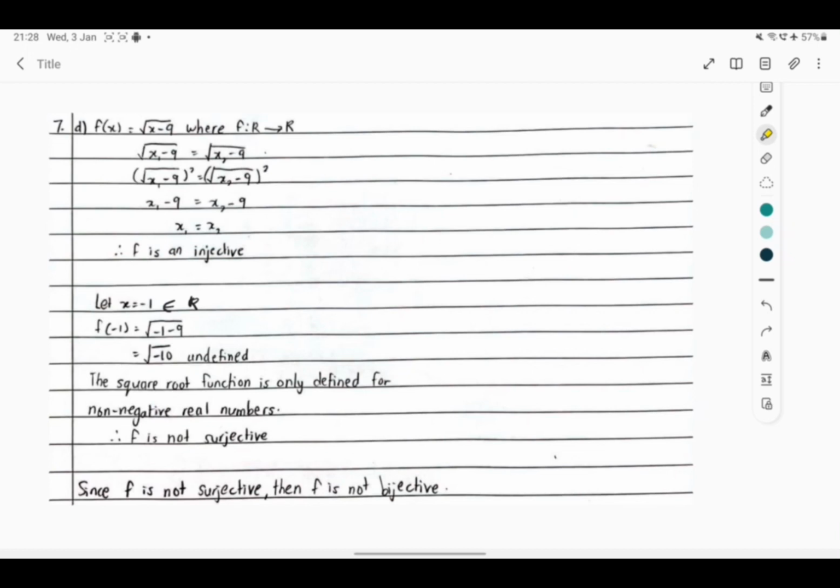After that, we let x equal negative 1, an element of the real numbers. Then we substitute negative 1 into the equation, and we get the square root of negative 10. The square root function is only defined for non-negative real numbers. So the function is not surjective. Since the function is not surjective, the function is not bijective.